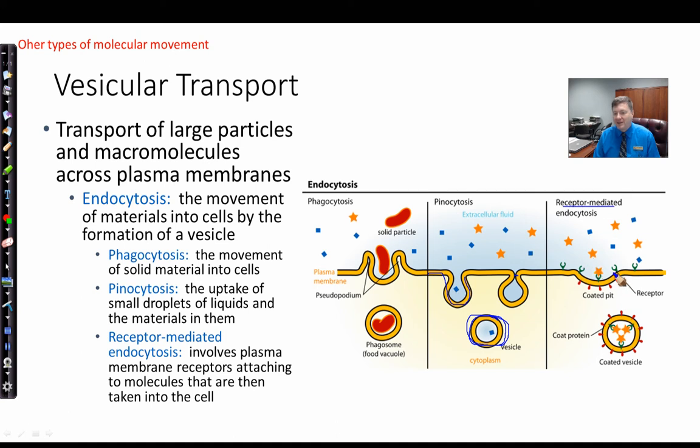Receptor-mediated means that we have these little protein markers on the cell membrane surface. And if one of these stars, for example, gets into this protein marker, it's like turning a key. That tells the cell membrane, ooh, we now need to pinch that off and grab that. So receptor-mediated is a signaled form of endocytosis.